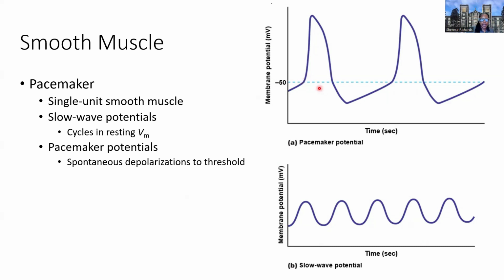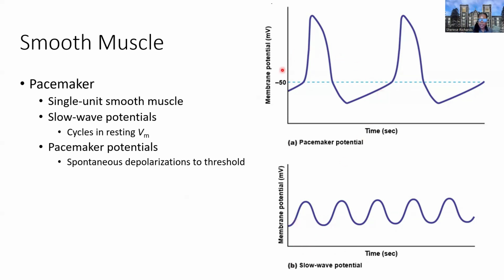So this is called a pacemaker potential, and there can be two different types of pacemaker potentials. We can think about a slow wave potential, which is really an oscillating change in the membrane potential. This is also spontaneously triggered. So the resting membrane potential is not stable, but is oscillating because of the spontaneous opening and closing of the relevant voltage-gated channels.